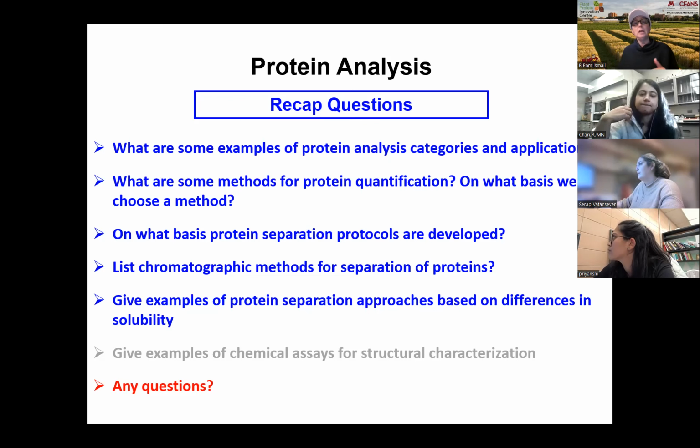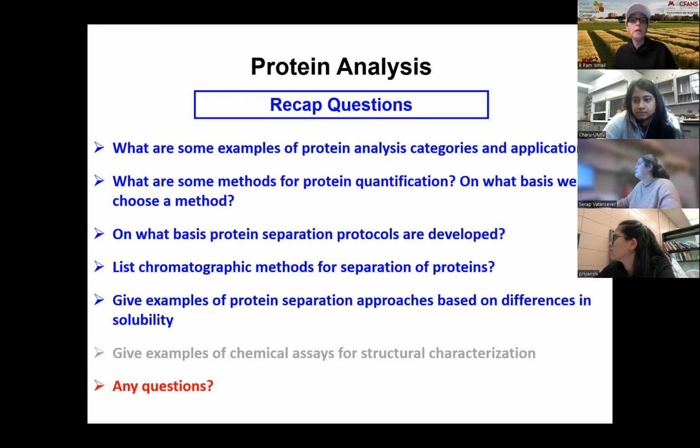So basically the method of choice has to deal with the cost, and how quickly we have 100 samples to run. We cannot do Kjeldahl. Basically, it's going to take us a long time to do it. So time, cost, the matrix of the sample, availability of the instrument, and so on.